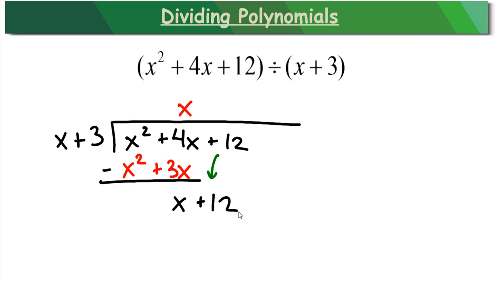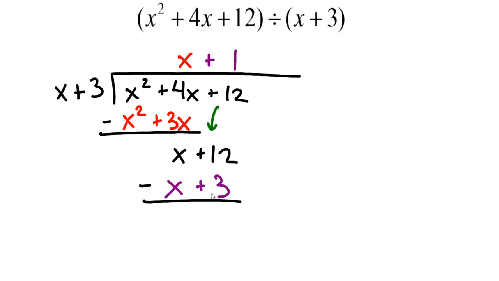Now again, I ask, what do I need to multiply x by to get to x? How many times will x go into x? It'll go in there once. So I'm going to use just a different color, x plus 1. Then I multiply. 1 times x is x. 1 times 3 is 3. And then I subtract. X minus x makes 0. That's how you know you did this right. 12 minus 3 would make 9. That is my remainder. So there's two ways we would write this.